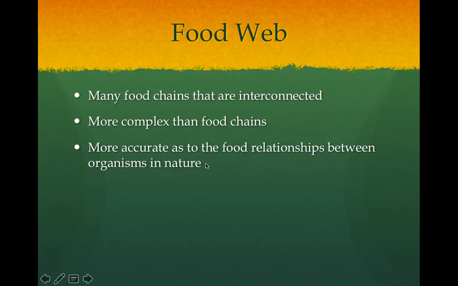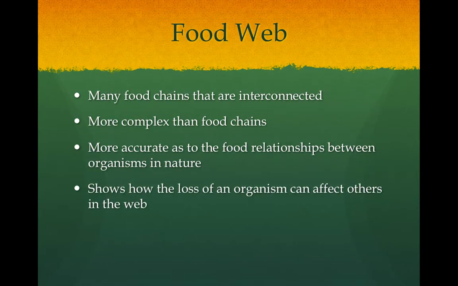Just like you don't always have pizza for dinner, the animals in the ecosystem don't always eat the same prey or the same plants. So most organisms, most species are adapted to eat a variety of foods. So a food web can show you that better than a food chain. And it shows how the loss of one organism can affect the others in the web.